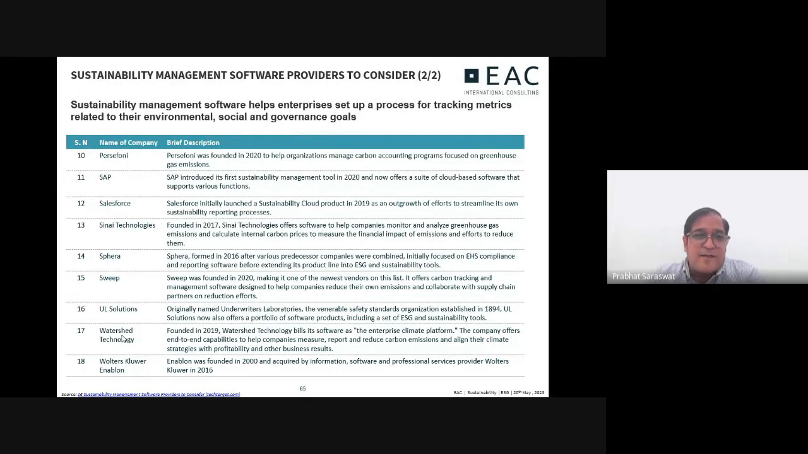Like SAP also has its own sustainability management tools. So various companies are coming into this sector to make reporting easy.